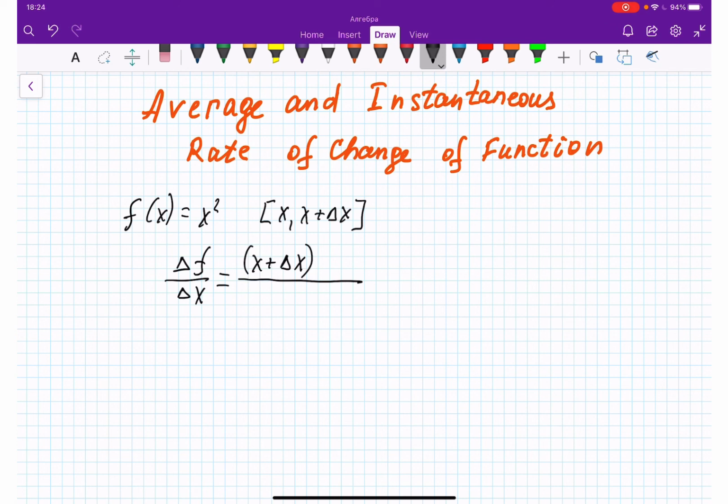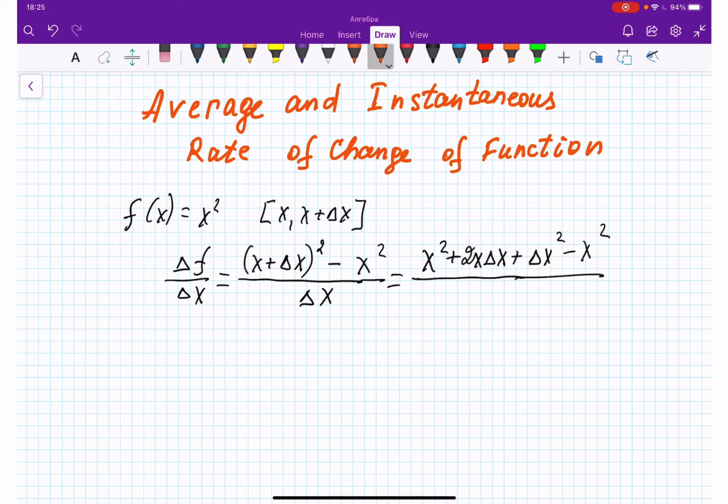We are taking the change of f, minus x squared, right? So the ending position minus the starting position, divided by the change, right? So this is going to be equal to... okay, let me go slow. I guess I am always trying to jump. (x squared plus 2x delta x plus delta x squared) minus x squared, right?